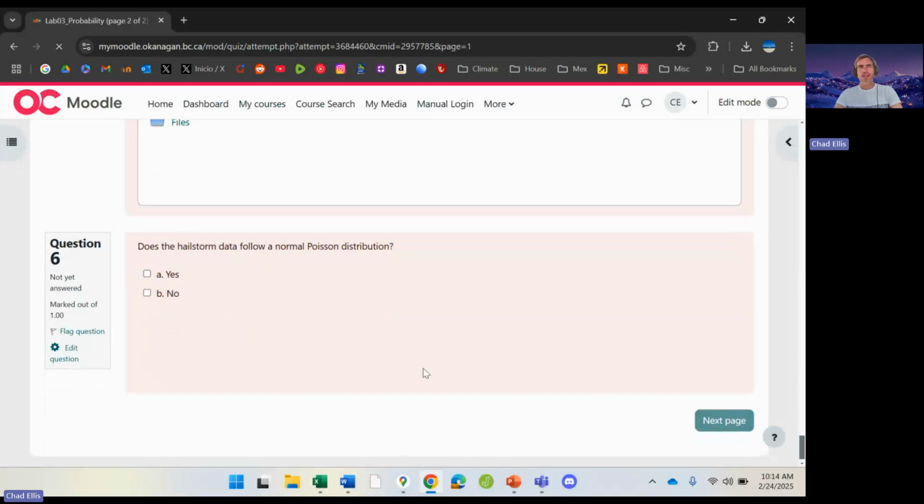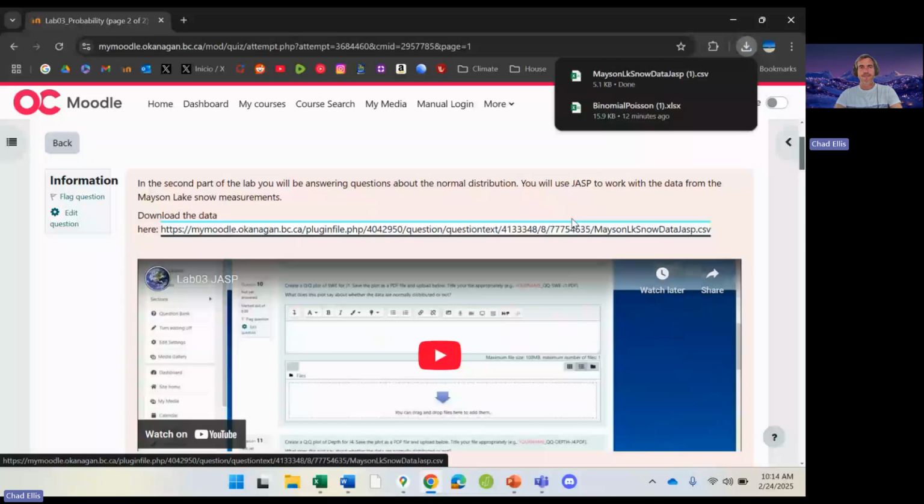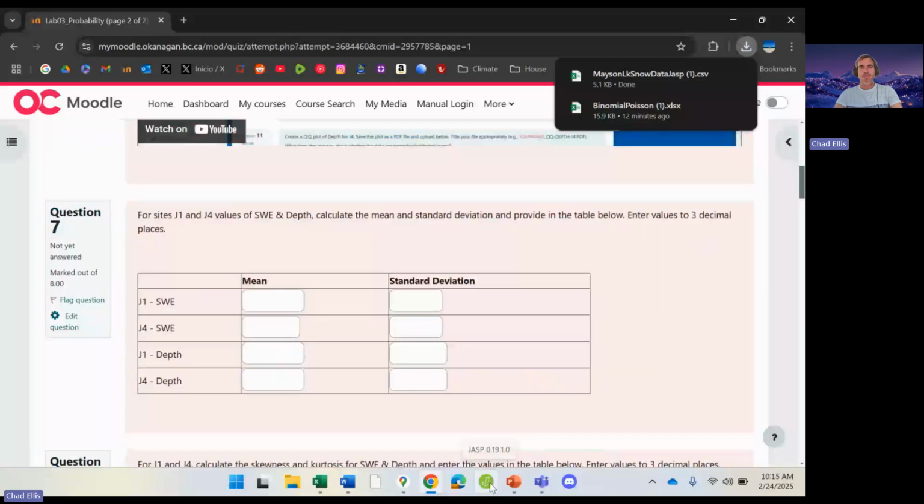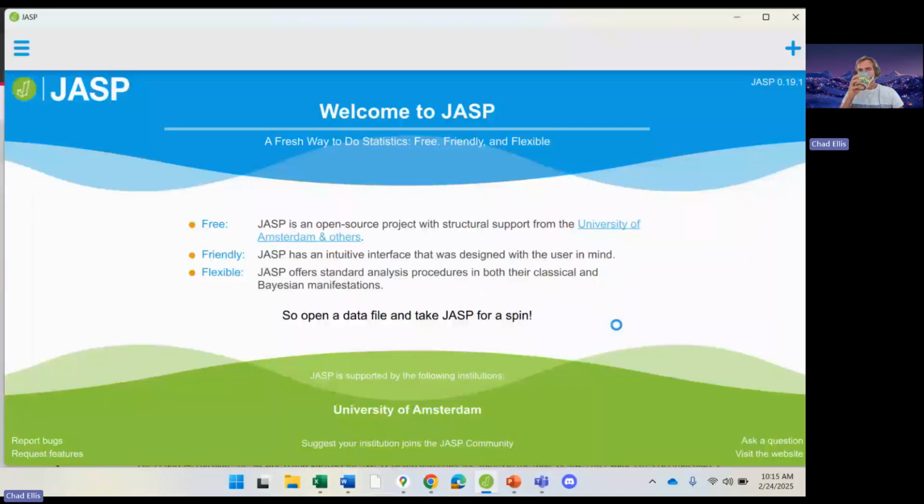Okay, the second part of the lab, we're going to be using JASP. So the data input file that we're going to be using is this one right here. Again, we're looking at snow depth data from Mason Lake. And essentially what we're going to be doing is opening JASP. So let's open JASP here. It takes a couple minutes. I haven't opened it for a couple days. There we go.